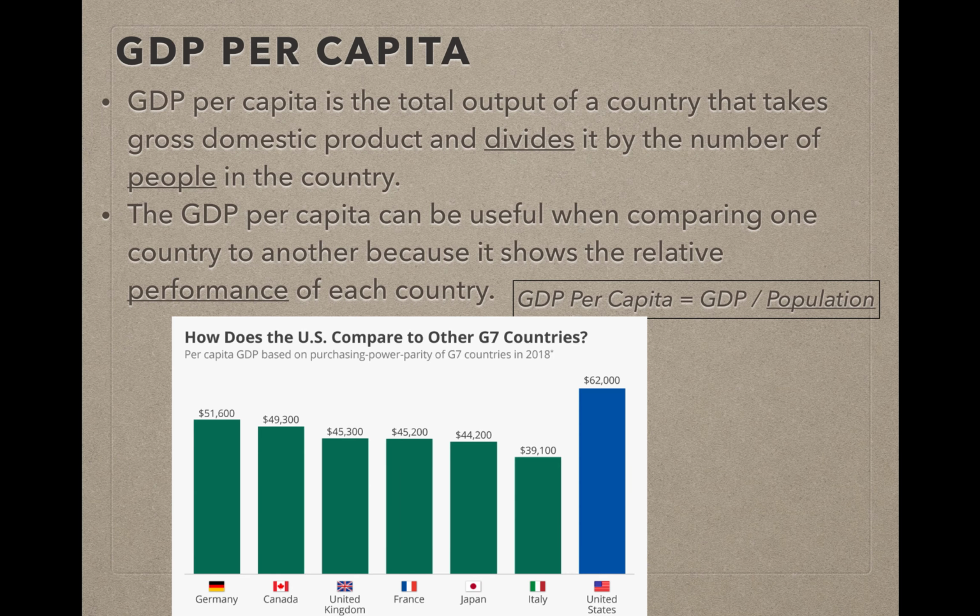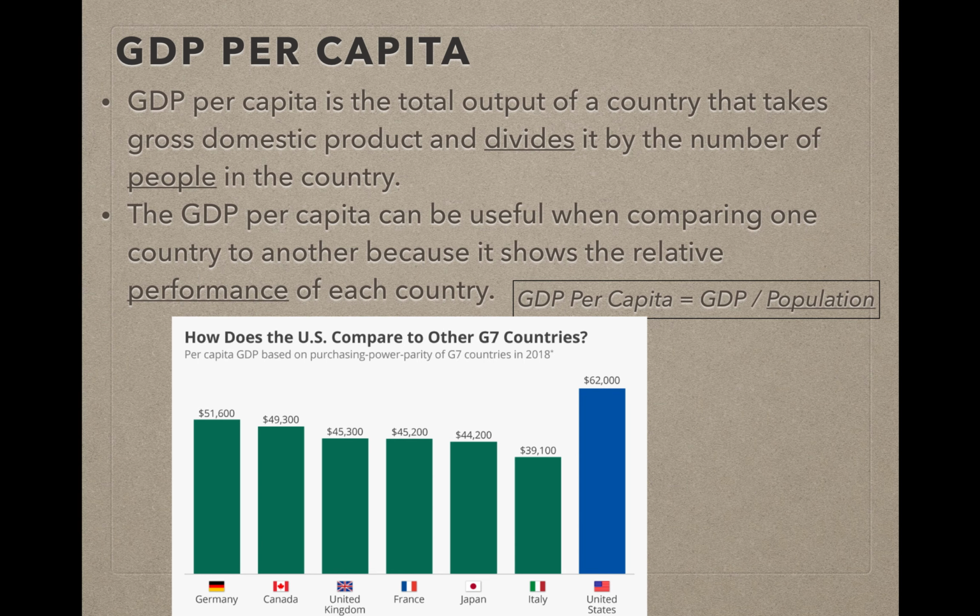Lastly, here I want to talk about GDP per capita. GDP per capita is the total output of a country that takes gross domestic product and divides it by the number of people in their country. So instead of looking at billions of dollars of GDP, we can take that GDP and divide it by the entire population. If you look in that little box, GDP per capita is GDP divided by population.